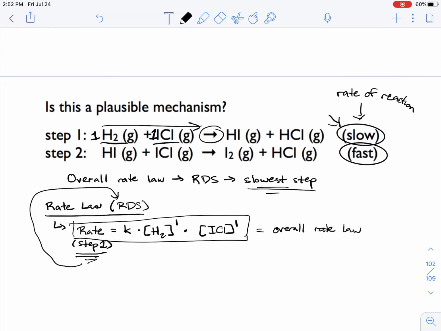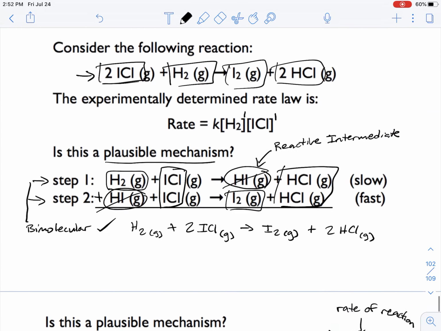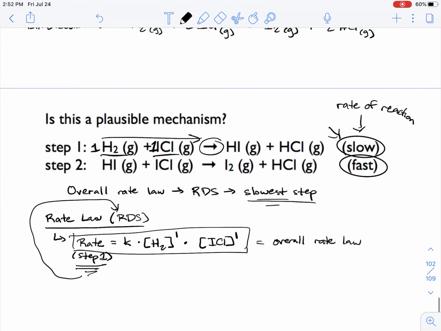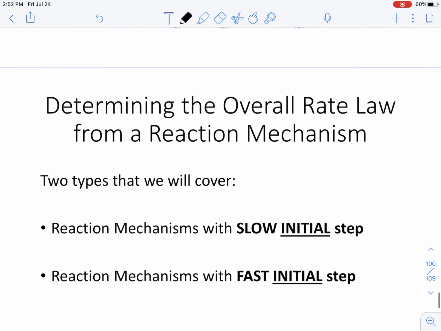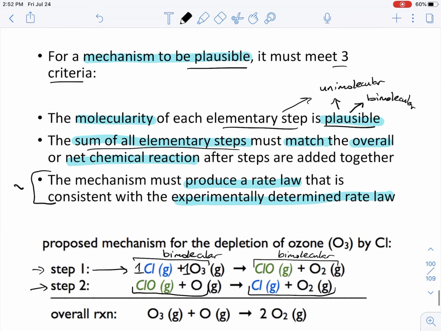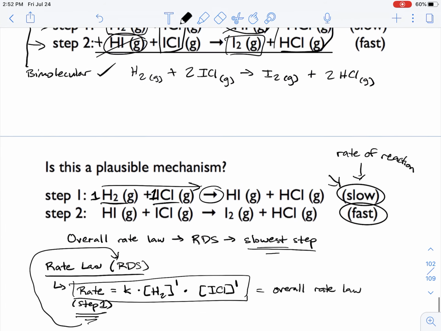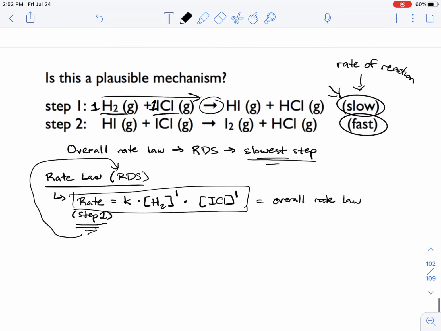And so since we've proved that the rate laws are the same between experimental and theoretical, then we can go ahead and check off that last criteria. And since we can check off all three criteria, we can conclusively say that this mechanism is plausible. Okay.